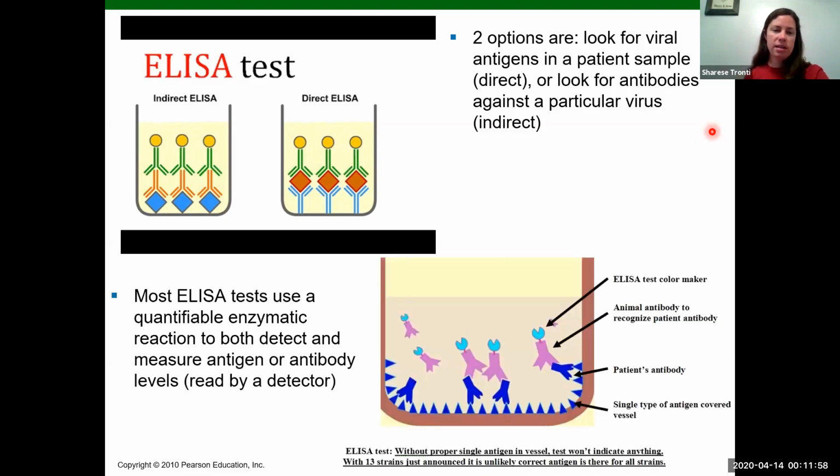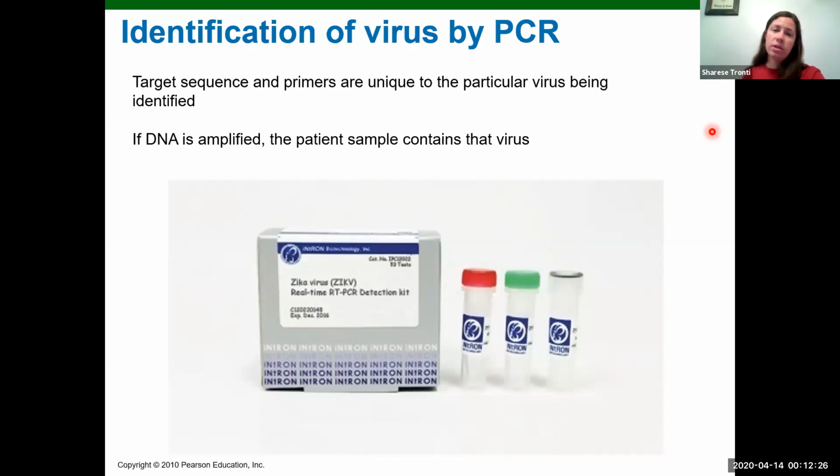Also, most ELISA tests are quantifiable, meaning that it's going to tell you how much antigen that patient has, or antibody if you're doing an indirect ELISA. The way you test that is you put it in a machine and it's going to tell you how strongly it fluoresced. So that's going to tell you how much it has. Lastly, you can identify viruses by PCR. We've talked about PCR. Again, remember, we're amplifying the viral DNA until it reaches a point that is detectable.